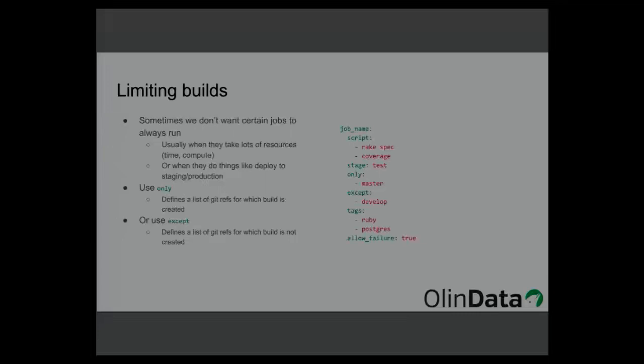We also see here allow failure. This is that tag that I was mentioning that allows this Windows job to finish, and the rest of the pipeline can continue anyway.